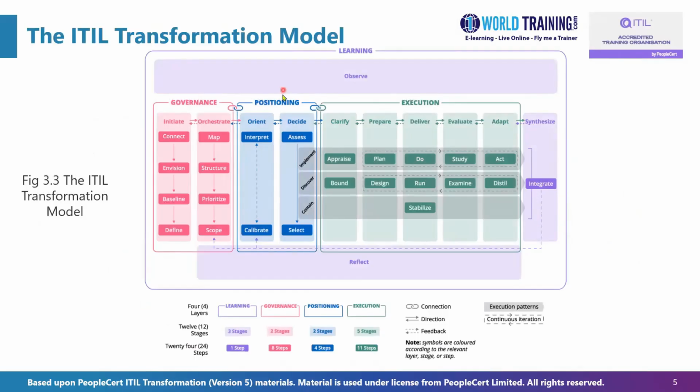Then this is the overall picture of the transformation model. So we can see here clearly the governance layer, then positioning, then execution, and the overall boundary of this picture has the learning layer. Then within governance, we see two stages, initiate and orchestrate.